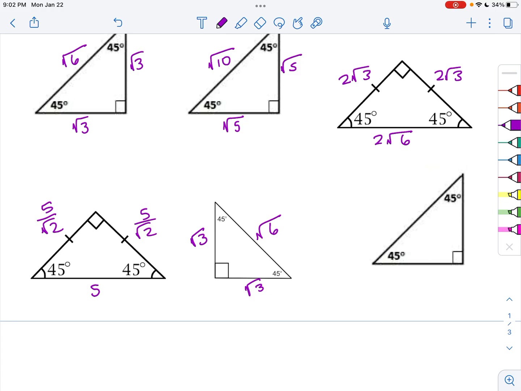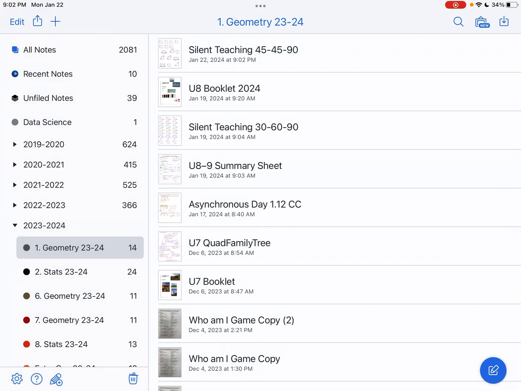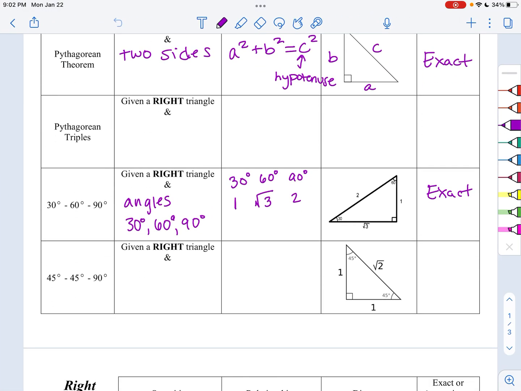Okay, so I hope that you enjoyed the sounds of my dog snoring in the background, which you may have heard, but I also hope that you noticed that we have a ratio for our set of similar triangles with the 45-45-90 degree angles. So let's go ahead and put this on our summary sheet. On our 45-45-90 degree angles, we know that we have a right triangle and we know that our angle measures are 45 degrees, 45 degrees, and 90 degrees.